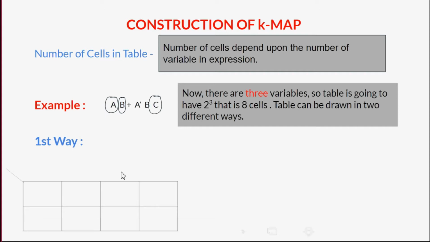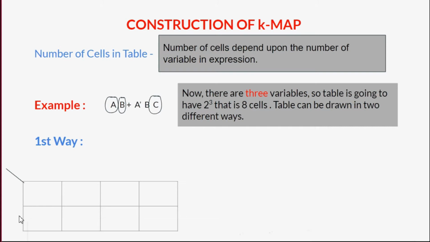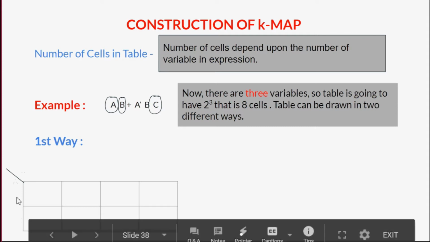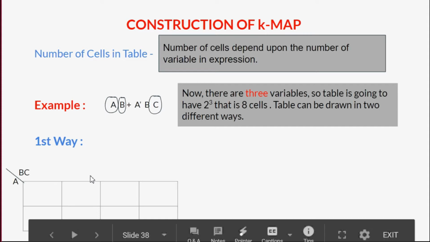Now inside that, if I'm saying 2 rows, that means the rows are going to represent only a single variable. Let's say I have taken that variable as A. Because there are 4 columns, a combination of 2 variables can be represented, since 2 raised to power 2 is equal to 4. So here I am going to represent the combination of B, C.